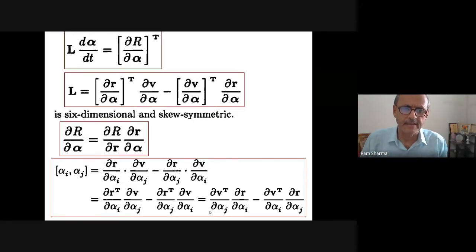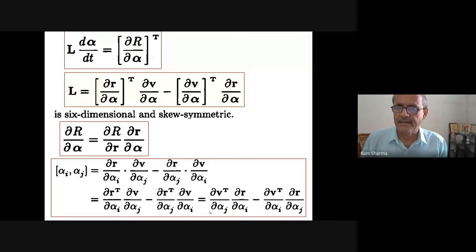And del r by del alpha, you can write del r by del r, del r by del alpha, and then one of the Lagrangian bracket, you see written alpha i, alpha j. So these partial derivatives, you can read them. They are not that difficult to understand.